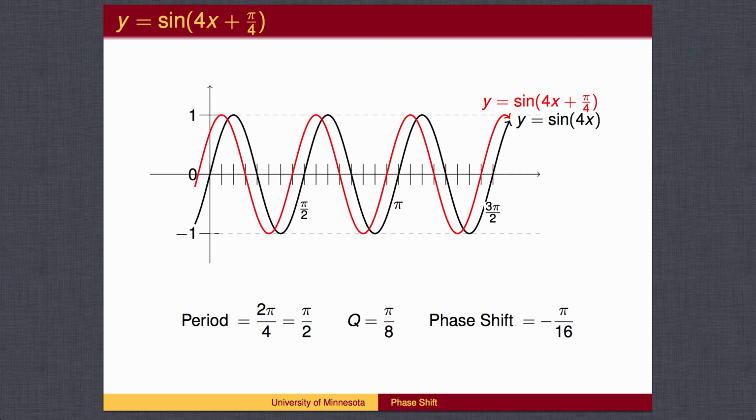We now need to shift the wave pi over 16 to the left. The start of the wave moves to negative pi over 16, then to the top at pi over 16, back to the middle at 3 pi over 16, down to the bottom at 5 pi over 16, and back to the middle at 7 pi over 16. We can extend the wave further if we wish.